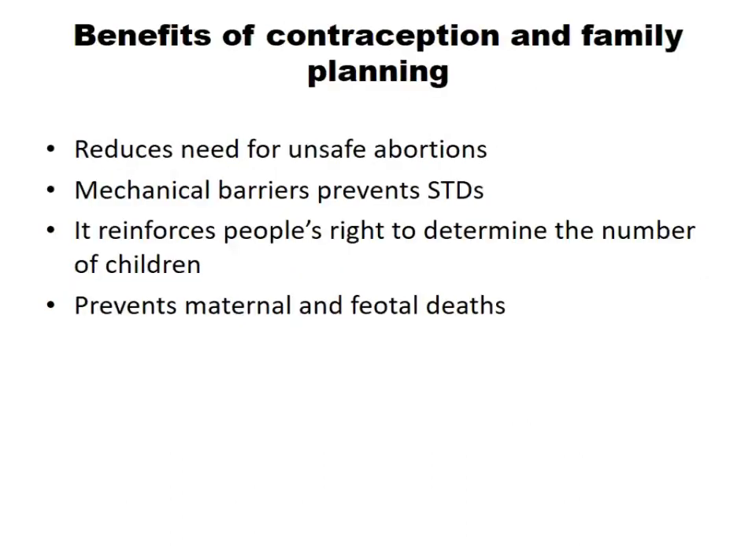So the benefits of contraception and family planning are that it reduces the need for unsafe abortions. It also prevents sexually transmitted disorders. It reinforces people's right to determine the number of children they want to have, after how many years they want to have it. And it also prevents unwanted maternal and fetal deaths.